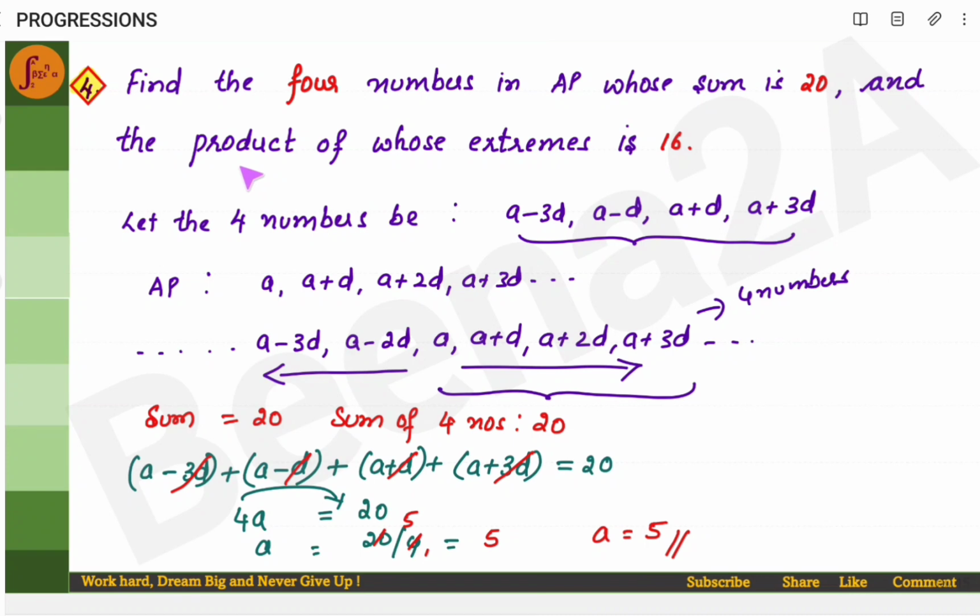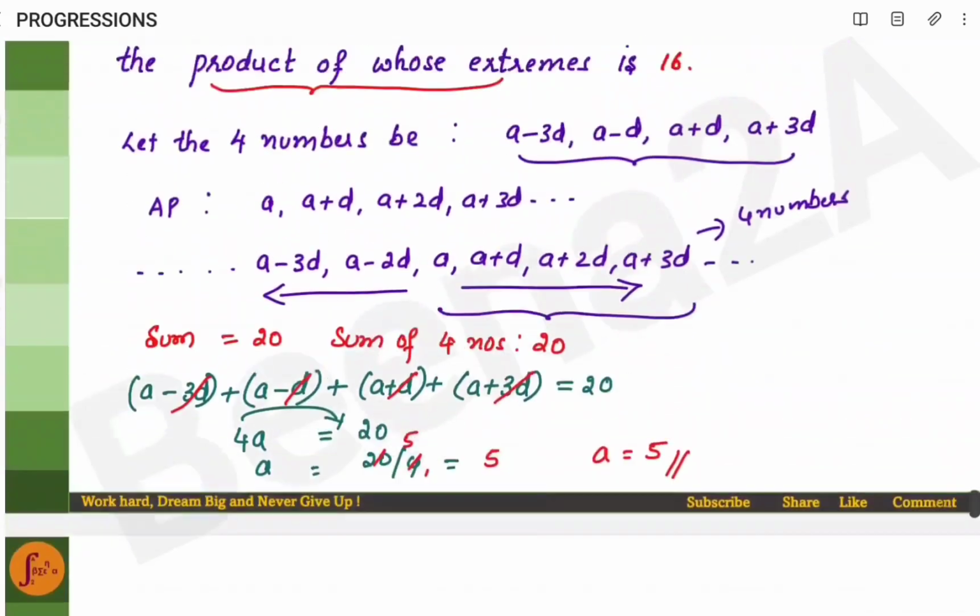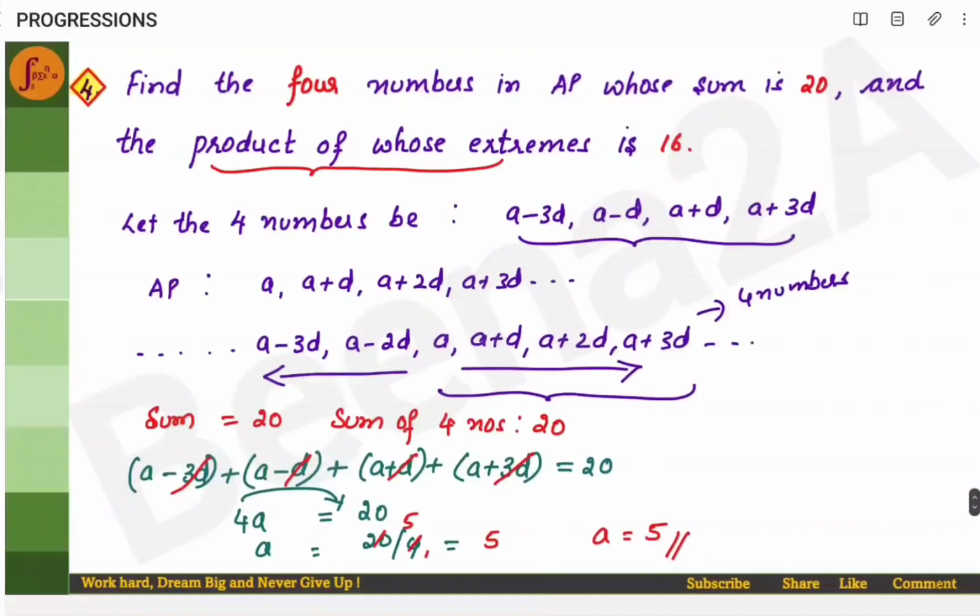There's another thing that is given, product of extremes. They've given product of extremes is 16. What does it mean? Extremes are the first and the last numbers. Extremes are the first and last numbers, right? So this and this are extremes. That is the first and the last numbers. This and this are the extremes.